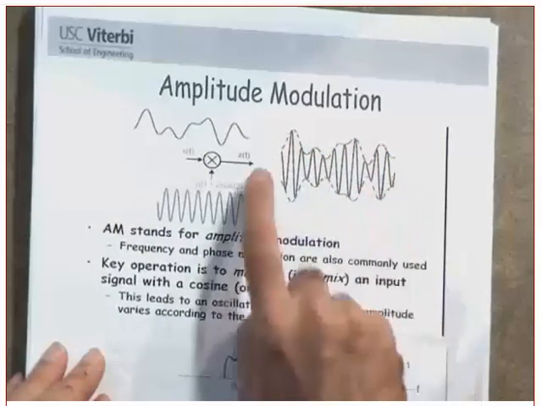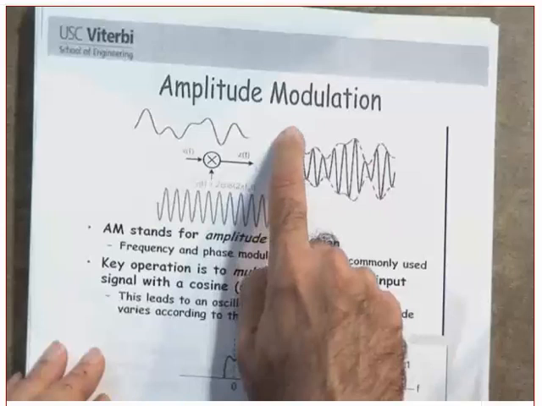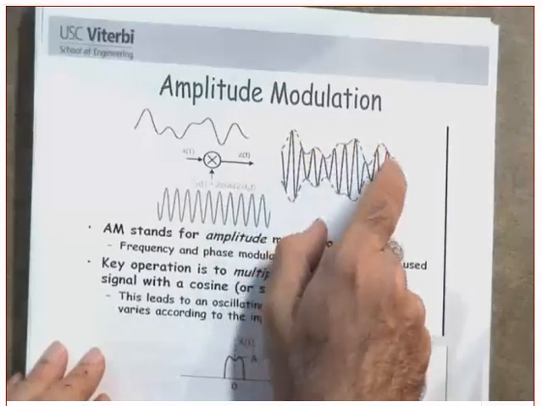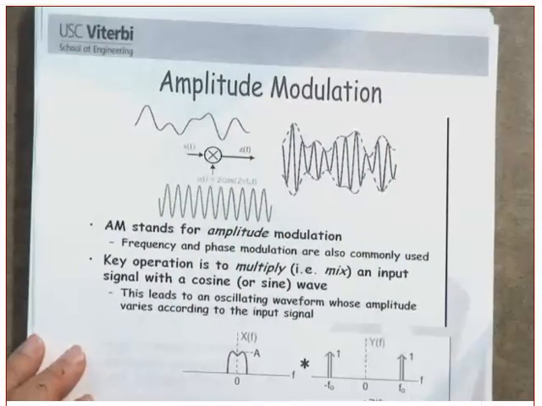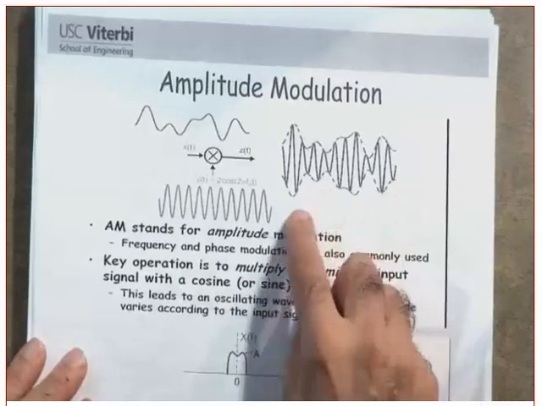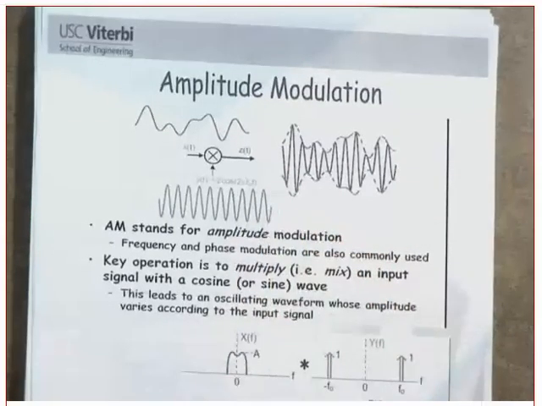The amplitude change. What did we call this dotted region? We called it the envelope. And keep in mind, the envelope is always positive. And this is just a mirror image of it. The envelope is positive.